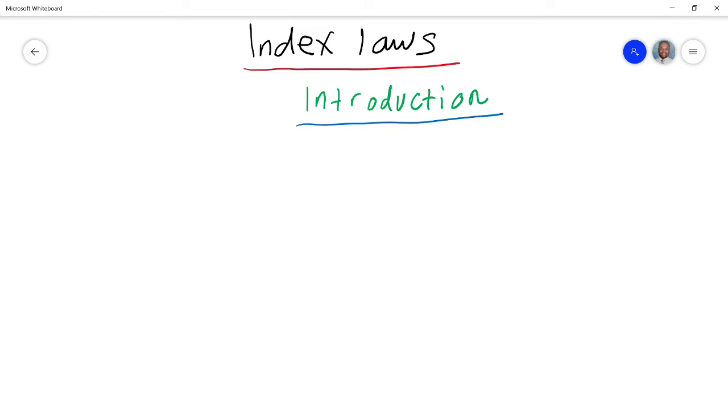Hi guys, in this episode of the series, we're going to be introducing index laws. We're going to go through what index laws are and what the key laws are that you need to apply in this topic, and then in the next set of videos, we're going to be applying these to questions.